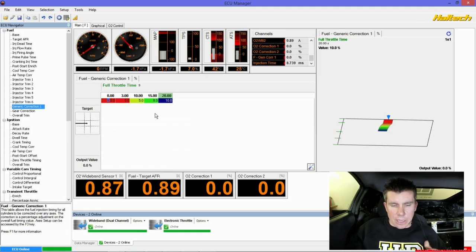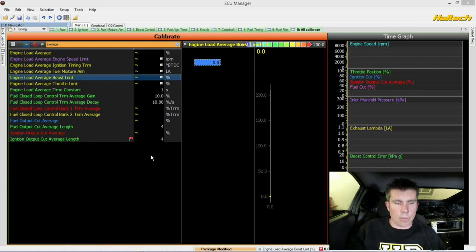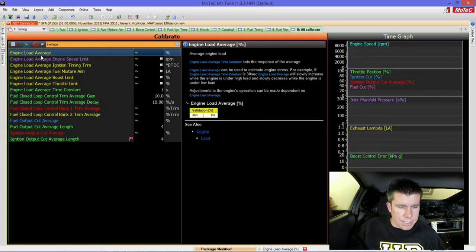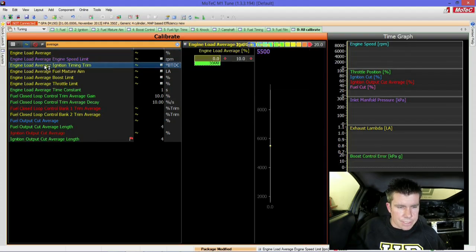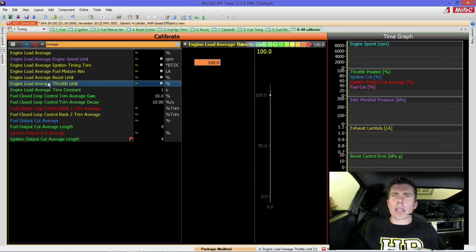Now, while I'm at it, I just wanted to show you in a couple of different systems how we can do that as well. So let's just have a look first of all at Motec's M1. They do a similar thing with what they call engine load average, and you can see here we've got a bunch of different tables here that are all called engine load average. So what happens is a background calculation going on inside the Motec M1, and it's calculating what percentage of the time the engine is under high load, and that's constantly being updated.